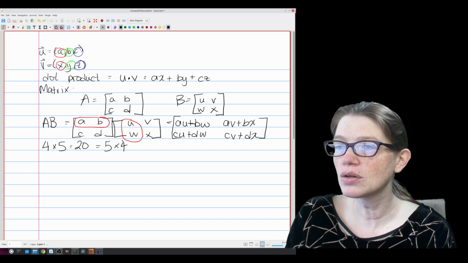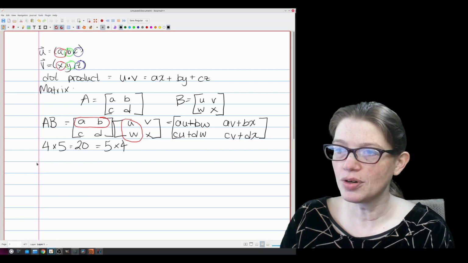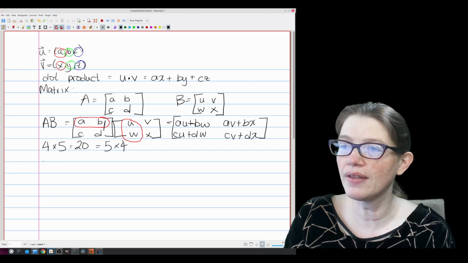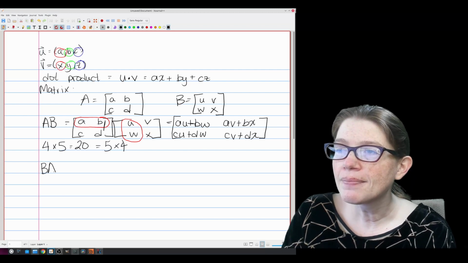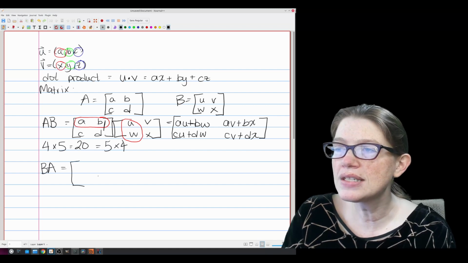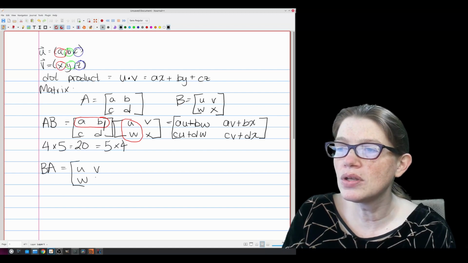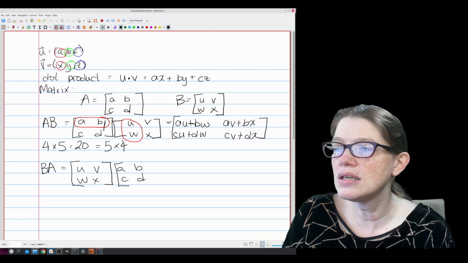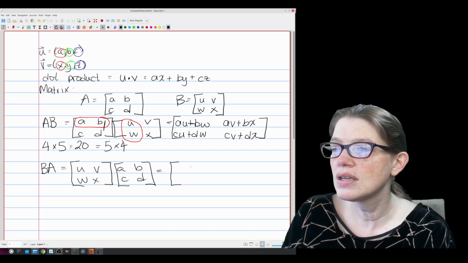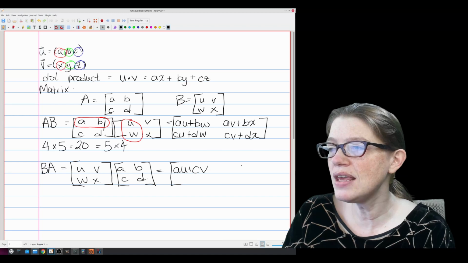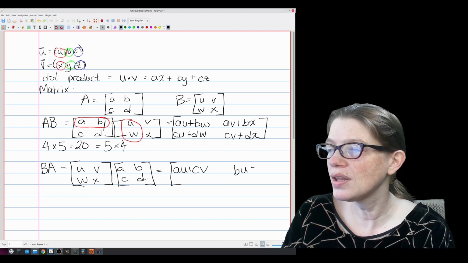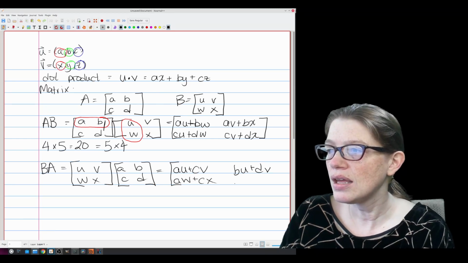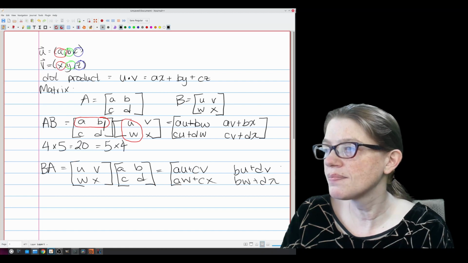So let's grab this program I'm using here. It's very easy to lose my little dot. Yeah, see, I've lost my dot there. All right, so let's do B times A. If we do this out, we get UVWX times ABCD. And that's going to give us AU plus CV, BU plus DV, AW plus CX, and BW plus DX.